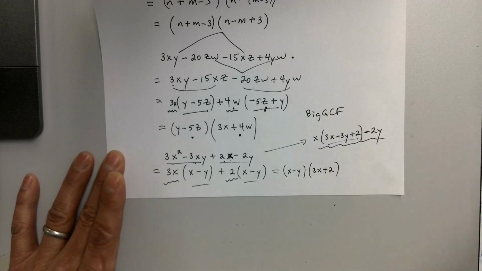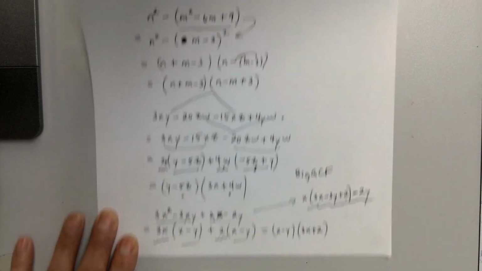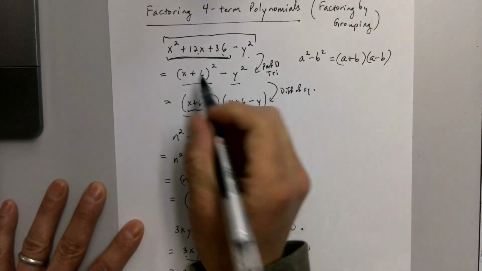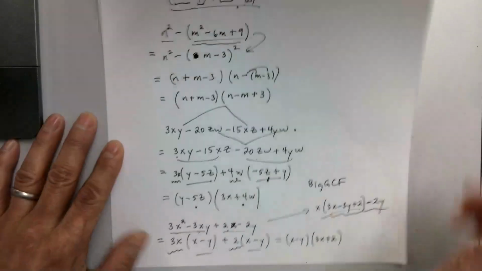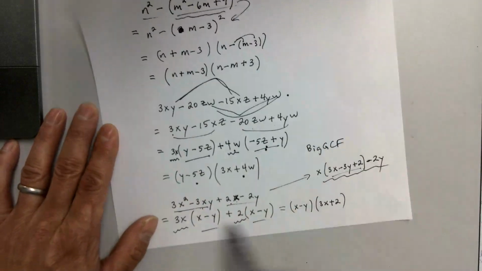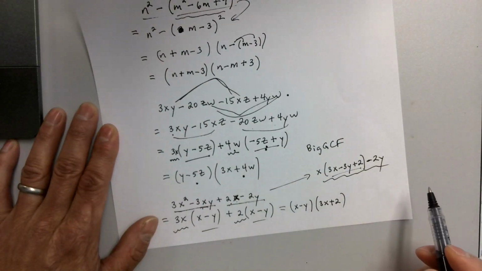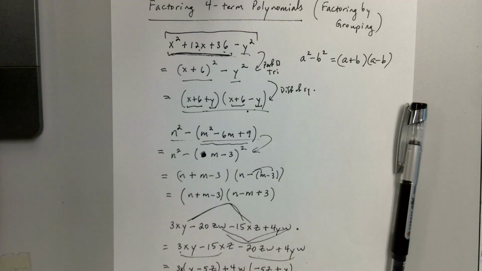Okay, that is factoring 4-term polynomials. Look for those patterns: 3 and 1, 1 and 3, or 2 and 2. All right, see you next time.